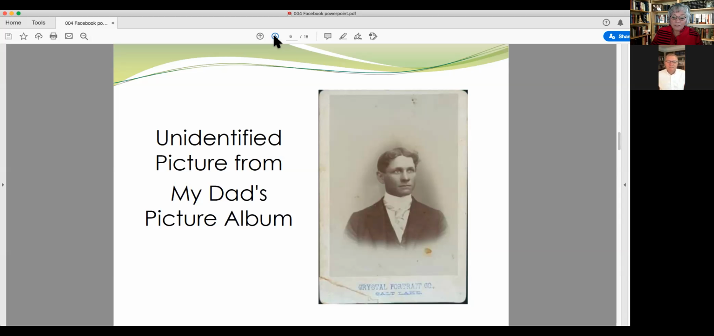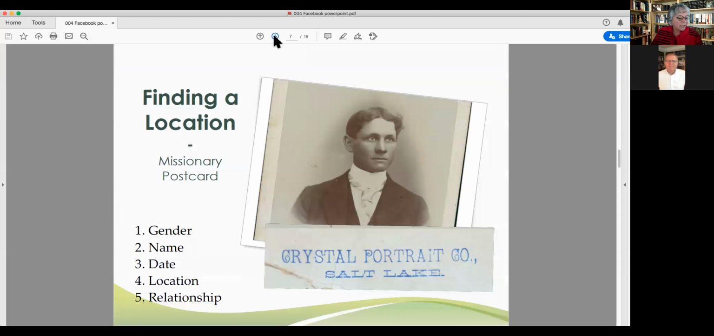To begin with, I looked at the picture and thought, number 1, easy. He's obviously a male, so I had the gender down. The next one was to find a location. To determine that location, I can see very clearly that the picture was taken at Crystal Portrait Company in Salt Lake. I had previously talked with a third cousin's father who was living in Delaware, and so I called him again and asked him about my dad's family. He said that the man appears to be about in his early 20s, which I agreed with, and so therefore the postcard is probably a missionary postcard.